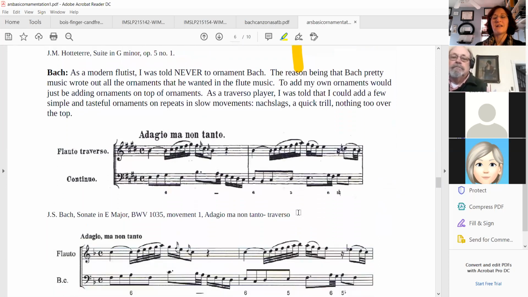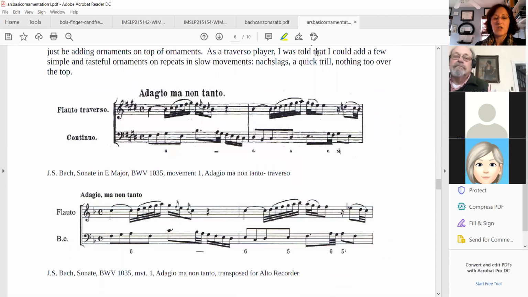All right, Bach. Let's talk about what we do in Bach and what we see in Bach. As a modern flutist, I was told never to ornament Bach. The reason being that Bach wrote out so many of his own ornaments that if I added my own ornaments, I would just be adding ornaments on top of ornaments. When I switched to traverso and recorder, I was told that it was perfectly acceptable to add a few simple and tasteful ornaments on the repeats in slow movements, such as Nachschlags, quick trills, but nothing too over the top.